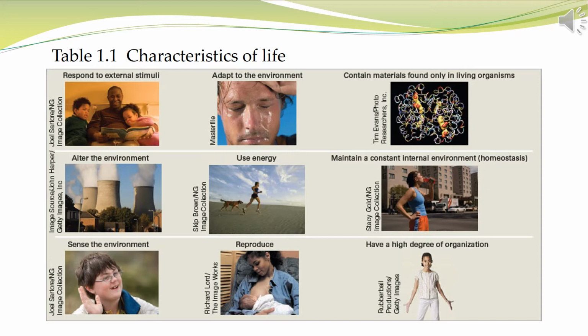Living things contain certain materials, mostly carbon, and also hydrogen, nitrogen, oxygen, and a few others that we'll talk about later. Living things maintain a constant internal environment, which is called homeostasis, which we're going to talk about in great detail. You may not be real familiar with what homeostasis is right now, but by the time we're done with this class, you're never going to get a question wrong about homeostasis. And living things display a high degree of organization.